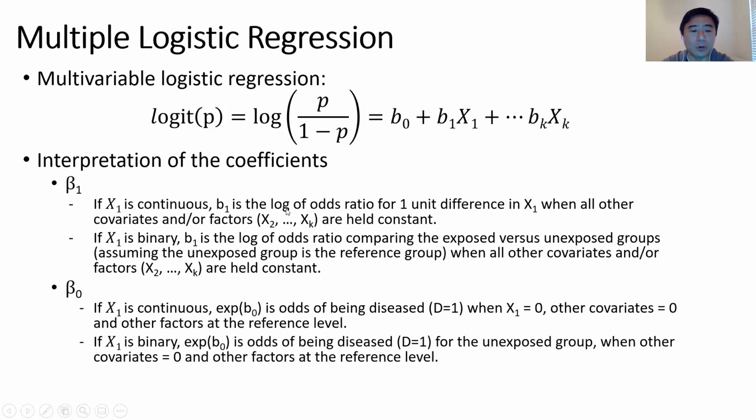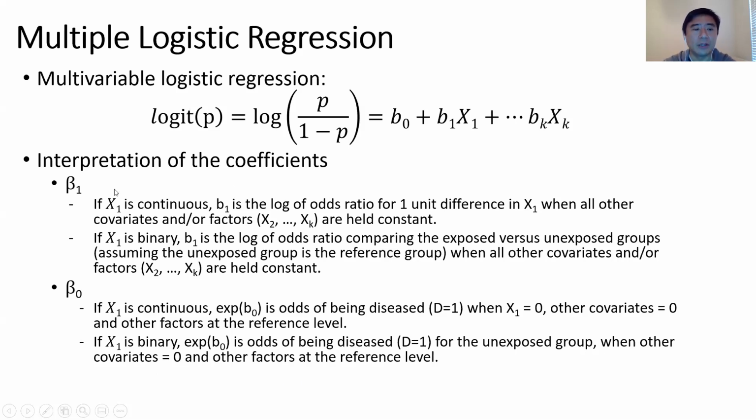Or if some of these variables are categorical variables, we need to have the categorical variable at the reference level, because the reference level is coded as this variable equal to 0. So it's basically just the odds with all these other predictor variables, including exposure and other covariates, at level 0. And if x1 is binary, the exponential of beta 0 is the odds of being diseased for the unexposed group when other covariates equal 0 and other factors are at a reference level.